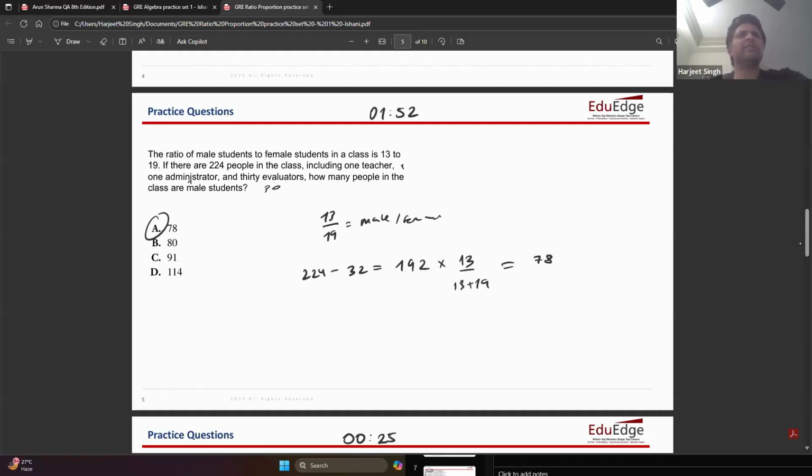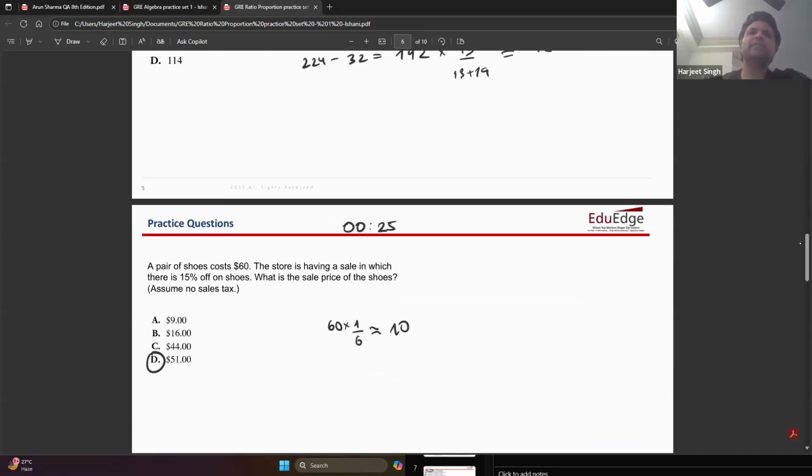Which is 78. Another way of looking at it, but what you've done is correct. It's the same as what I'm saying. So this is a ratio problem. 13 by 32 is the ratio into total, which will directly give the answer. Absolutely correct. Let's move on.